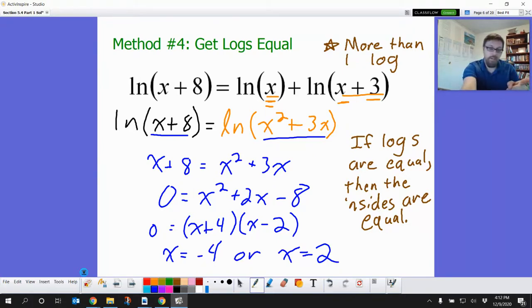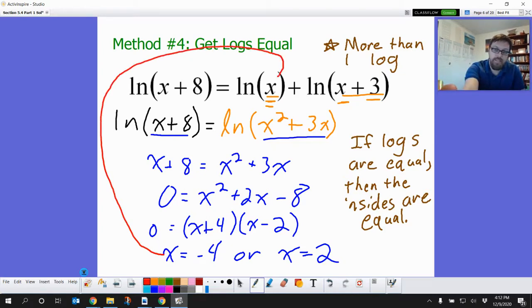But do we? Remember, logarithms can't take negative numbers or 0, particularly negative numbers. If I try to take this negative 4 and put it into the natural log, I can't do the natural log of negative 4. So this is actually an extraneous solution. We do get extraneous solutions with these. So make sure you check to make sure that your numbers are actually working.